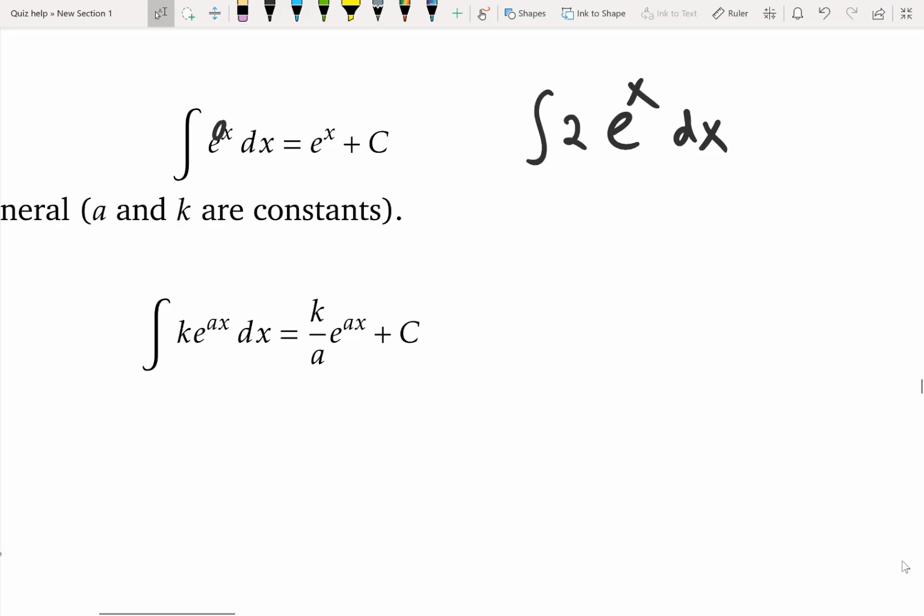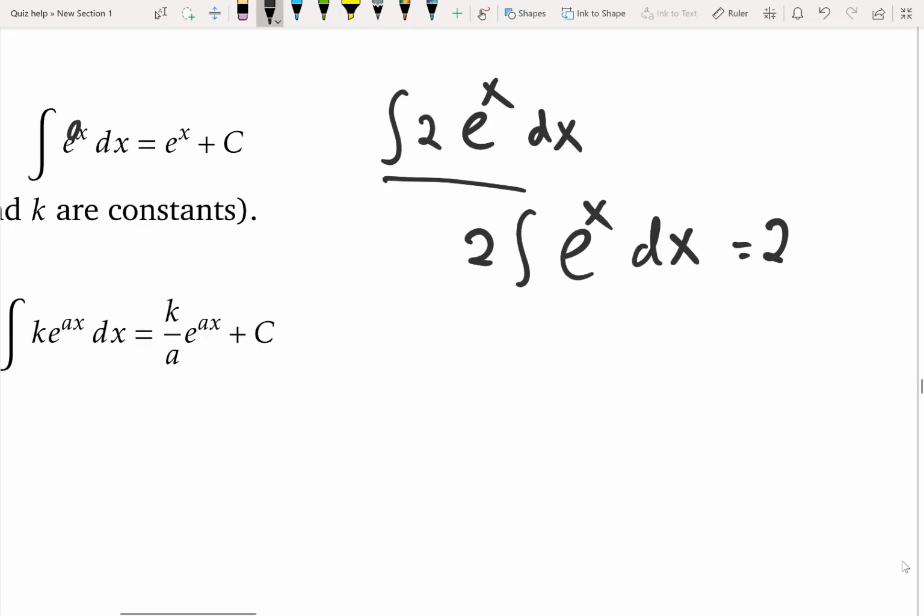Anyway, how can we handle this 2 here, the constant 2? Well, we all know it now, right? Because it's multiplication, the 2 is multiplying the whole function, we can take it out. And then the integral of e to the x is actually e to the x, so this is 2e to the x plus c, right? Well, okay, good.